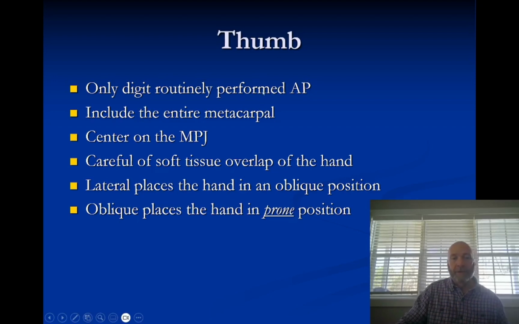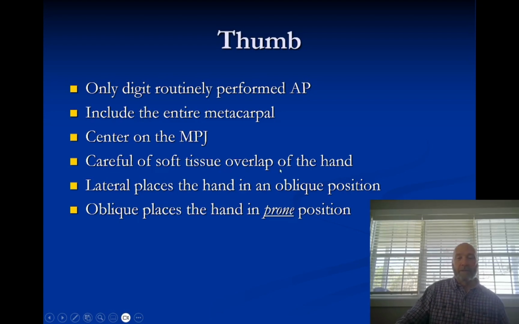But you need to open up your collimation enough to include the entire metacarpal and the carpal metacarpal joint space, and actually the distal row of carpals. So you're going to center in this case. The other difference is that on all your other digits, you're positioning your central ray at the proximal interphalangeal joint. In this case, you're going to position at the metacarpal phalangeal joint.